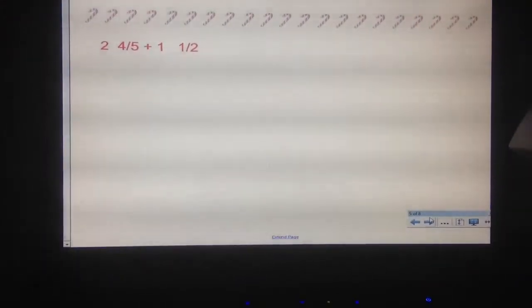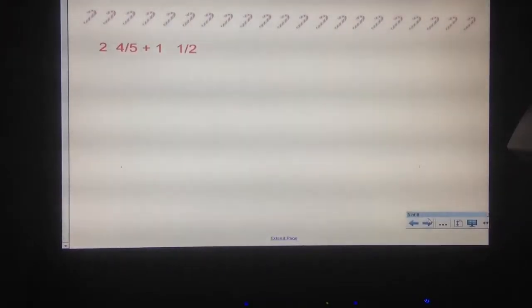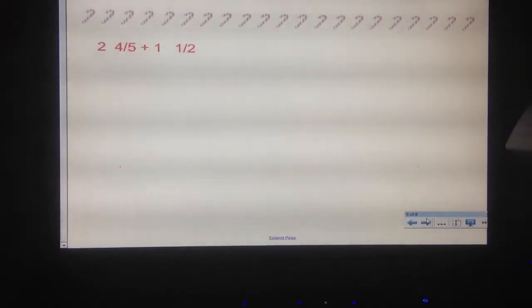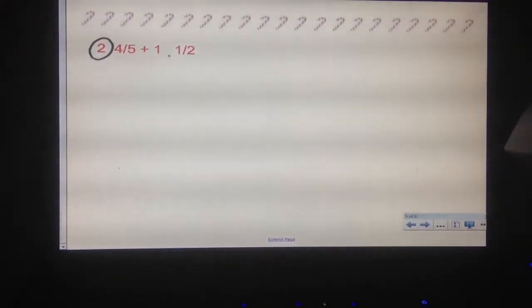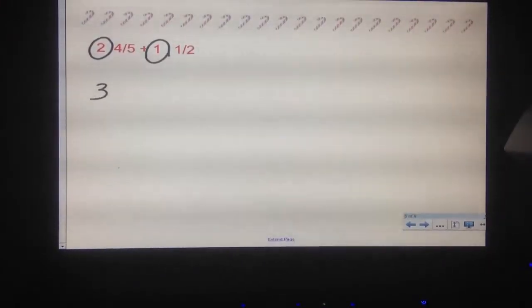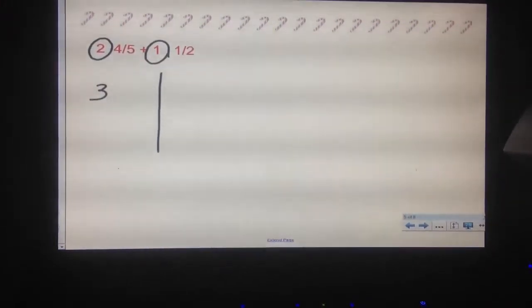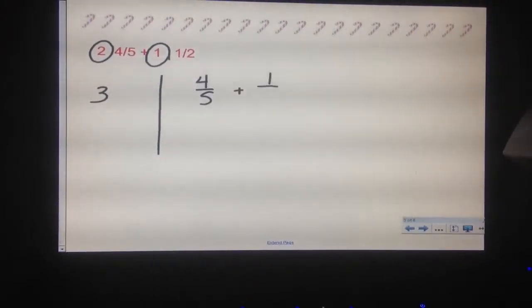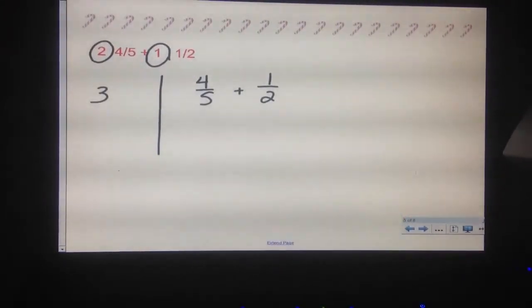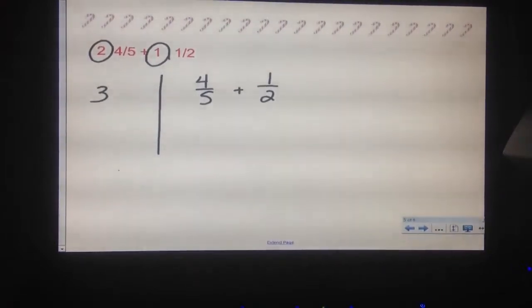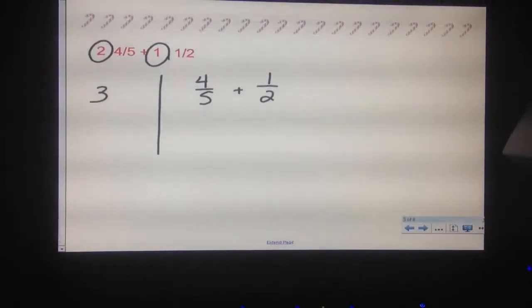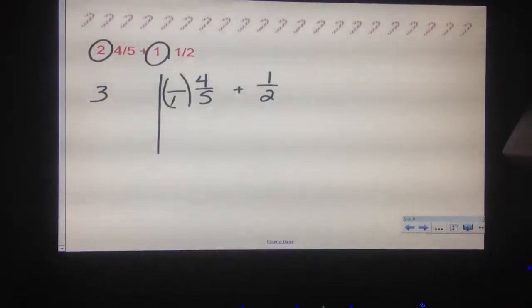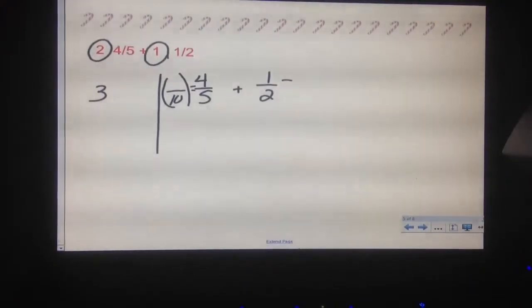Okay, we'll do another example. This one is 2 4/5 plus 1 1/2. If I take out the 2 and the 1, that again becomes 3. I can draw a line to separate that. And now I have 4/5 plus 1/2. 2 will not go into 5 evenly, but if I multiply 5 times 2, it's 10. And 2 will go into 10 evenly. So I'm going to use 10 as a common denominator.